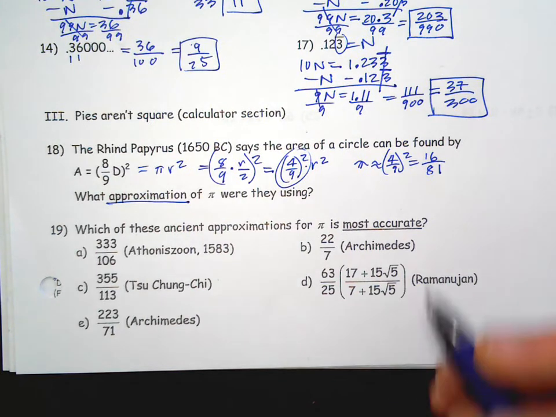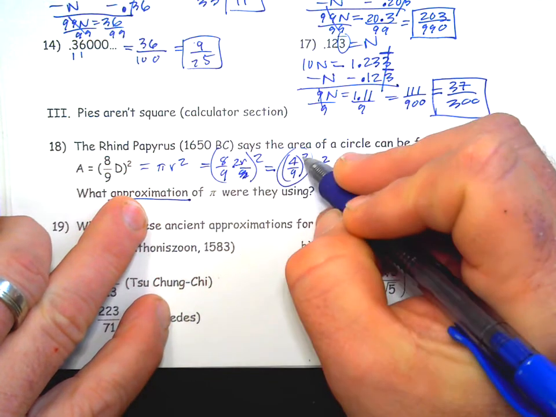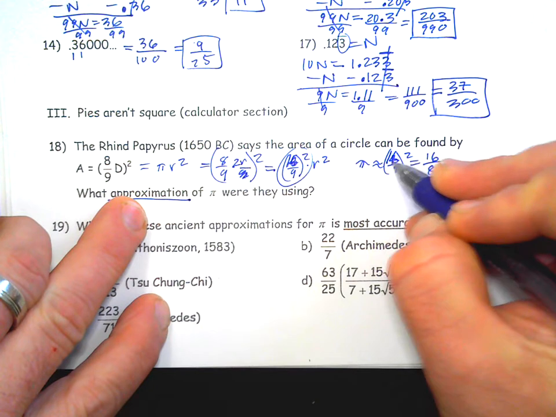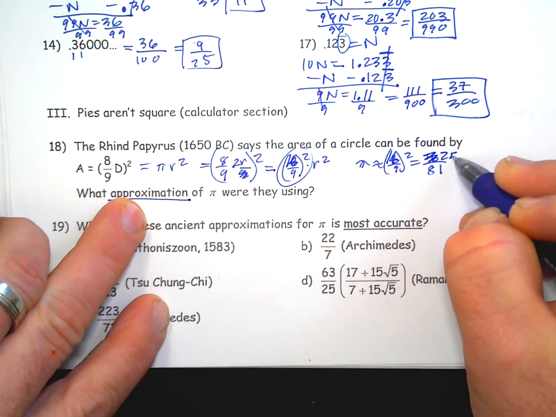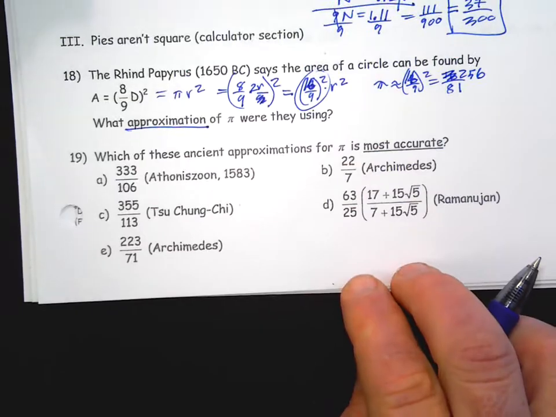Oh, hold on, I messed up. The diameter is 2 radiuses, so that's going to be actually 16 over 9 squared. 16, so it's going to be 256 over 81. So I screwed that up. Okay, but that's our approximation for pi.